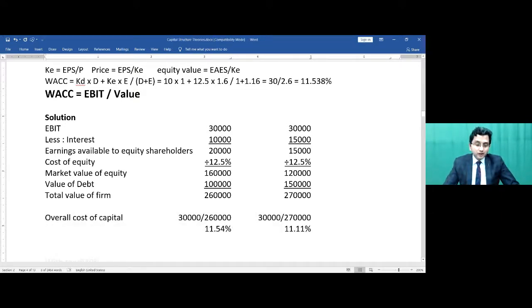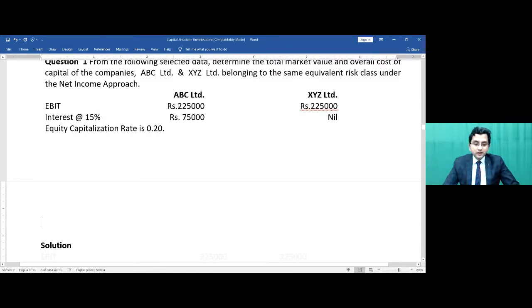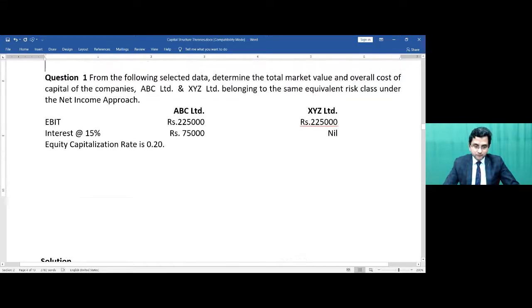Now I wish you solve one question on the net income approach so that we can check that you got the concept. From the following selected data, determine the total market value and then overall cost of capital of companies ABC and XYZ Limited belonging to the same equivalent risk class under the net income approach. Their EBIT is given, okay, and interest amount is given as 75,000 and rate of interest is given as 15%.